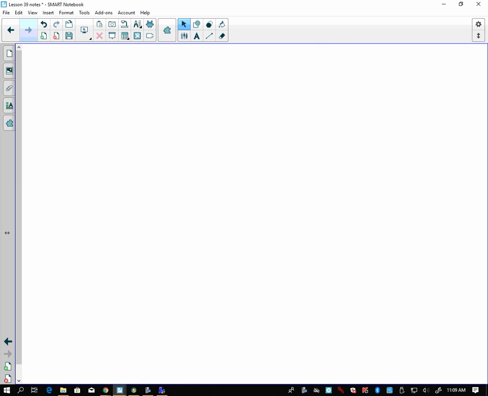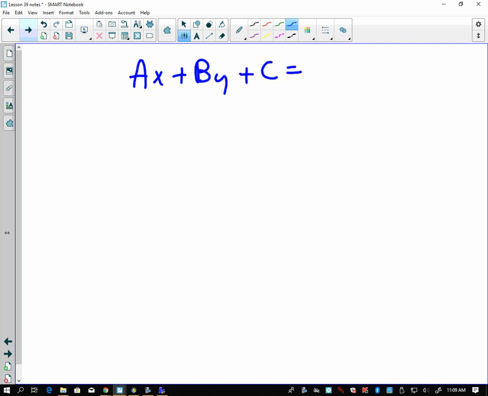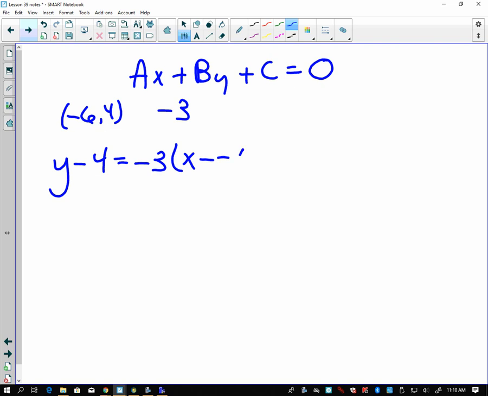This one says use the point slope form to find the general form of the equation. General form of an equation is, you're not unfamiliar with it. You may just not remember what it's called. Ax plus By plus C equals 0. That's the general form of an equation where everything's on one side. They start off by giving you -6, 4, and a slope of -3, right? They want the general form of the equation. So you're using y minus, in this case 4, equals -3x minus -6, right?